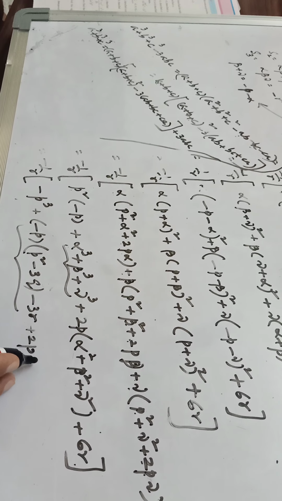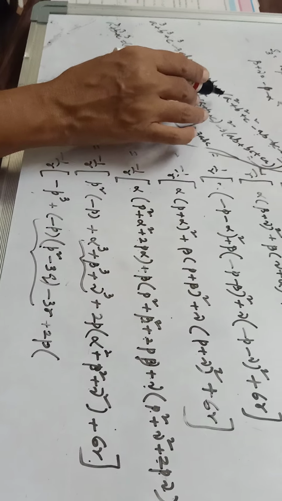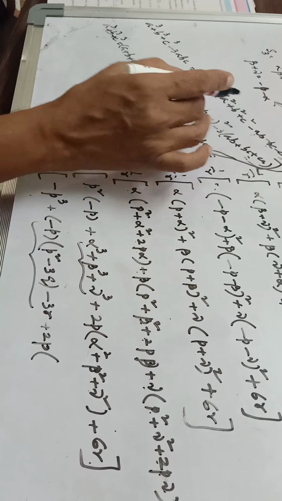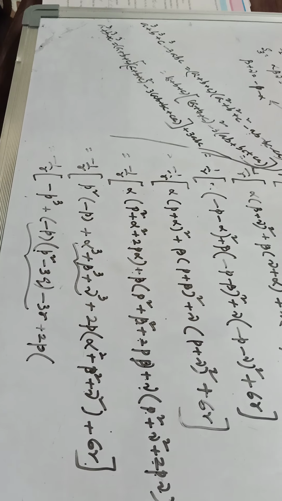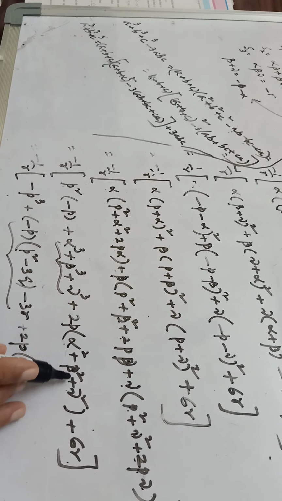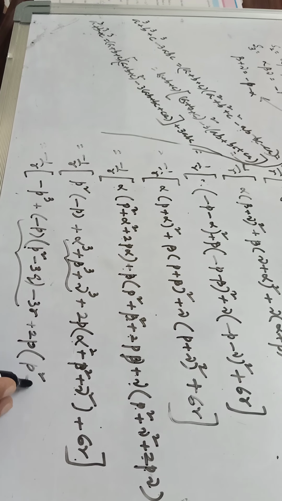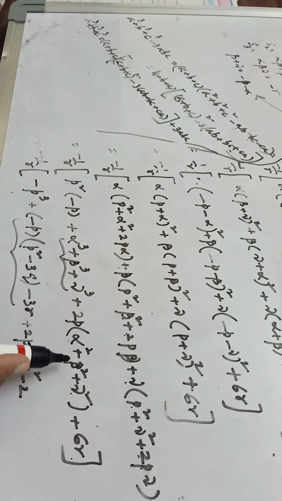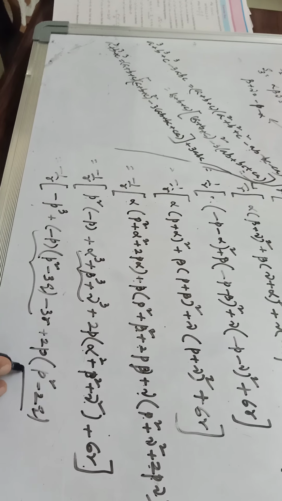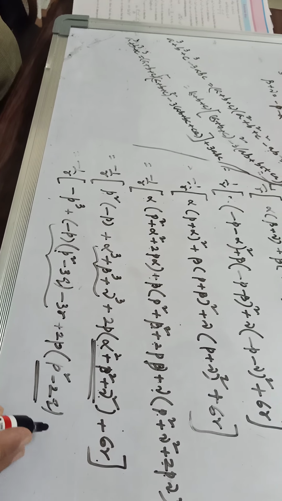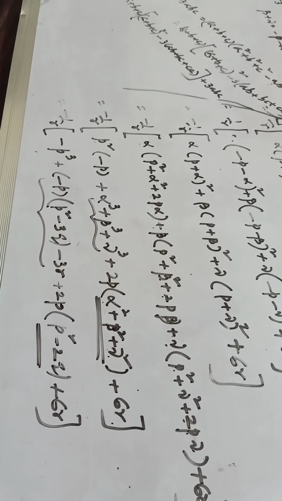Plus 2p into, this already I have explained, a square plus b square plus c square. A square plus b square plus c square is a plus b plus c whole square minus 2 into ab plus bc plus ca. So alpha plus beta plus gamma whole square is minus p whole square, that is p square, minus 2 into alpha beta plus beta gamma plus gamma alpha, that is q. So p square minus 2q, this is the value of this, plus 6r, write it as it is. So on simplifying this, you will get the final answer.